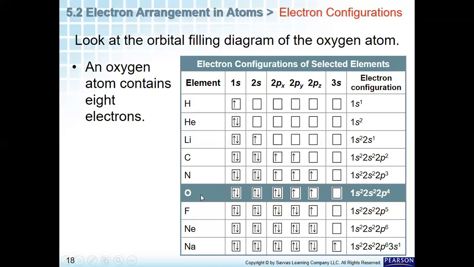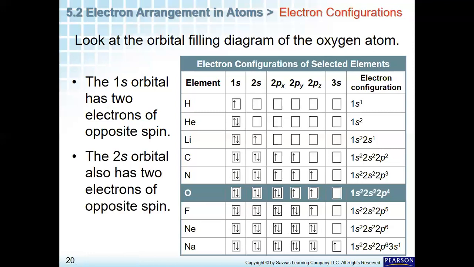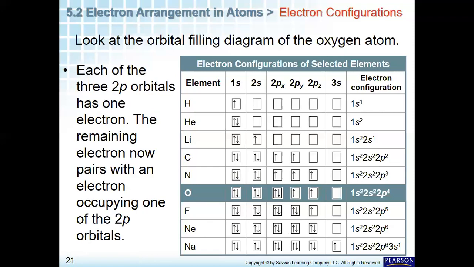But look at the oxygen, we'll have 1s2, 2s2, and 2p4, so we'll put single electrons first, and the fourth one will start to be paired here. And for fluorine, the same, but I will pair the second one too. And for neon, I will pair them all, as you can see. So the 1s orbital has 2 electrons of opposite spin, and also the 2s orbital has 2 electrons of opposite spin. And when each of the 3 of 2p orbitals has 1 electron, the remaining electron now pairs with an electron occupying one of the 2p orbitals here.